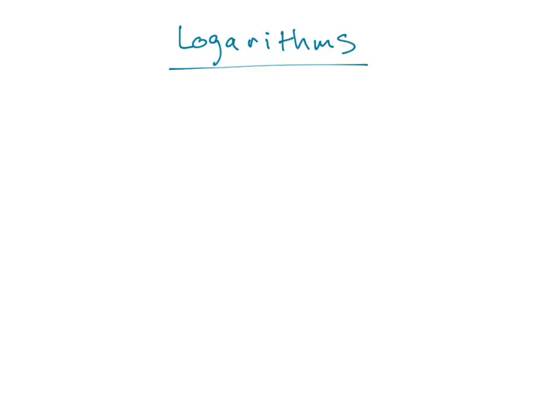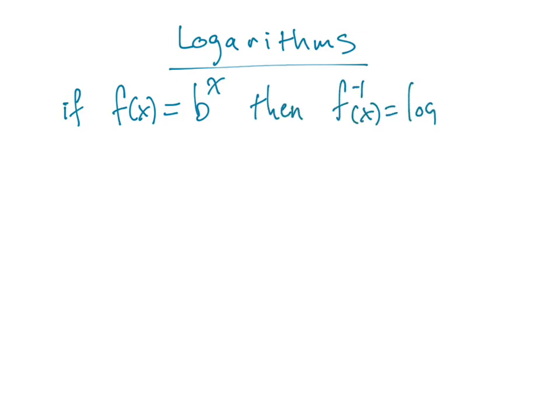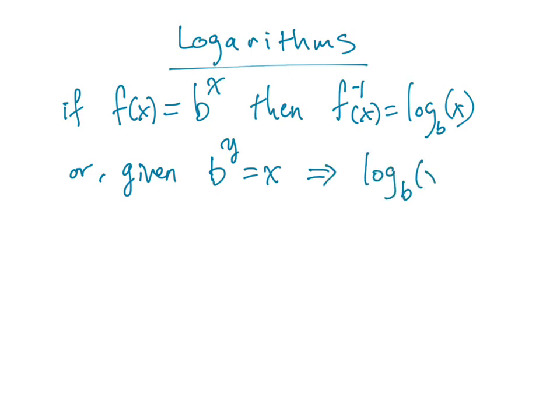Earlier we saw what logarithms were for, in that logarithms are really inverse functions of exponential functions. So if f of x is equal to the exponential function b to the x, then the inverse function, f inverse of x, is log base b of x. Another way to write that is, if we get rid of the f of x notation and suppose we just have b to the y is equal to x, this implies that log base b of x is equal to y.